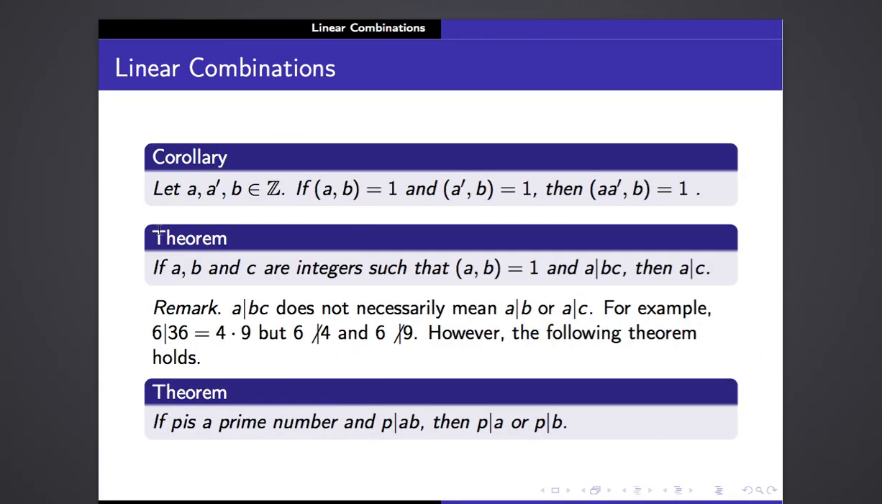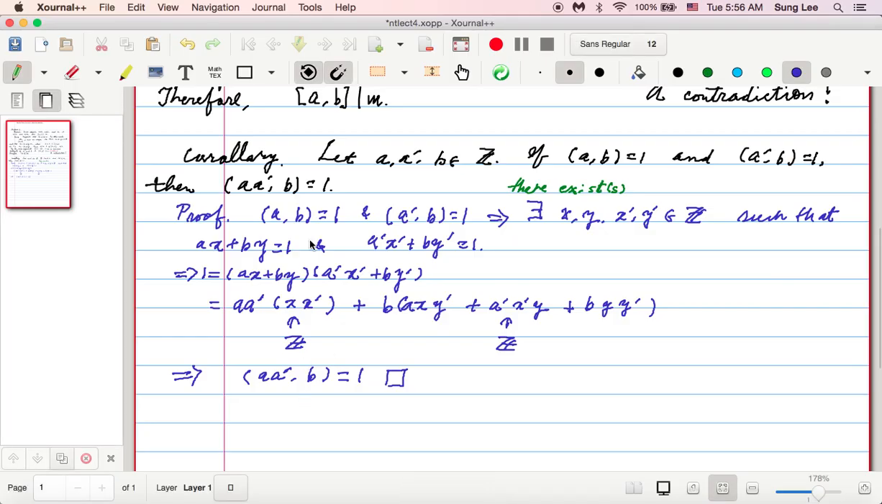All right, so next one is this theorem. If a, b, and c are integers such that a and b are relatively prime, and a divides b times c, then a must divide c. Let's also prove this theorem. So we are going to go back to my notepad.